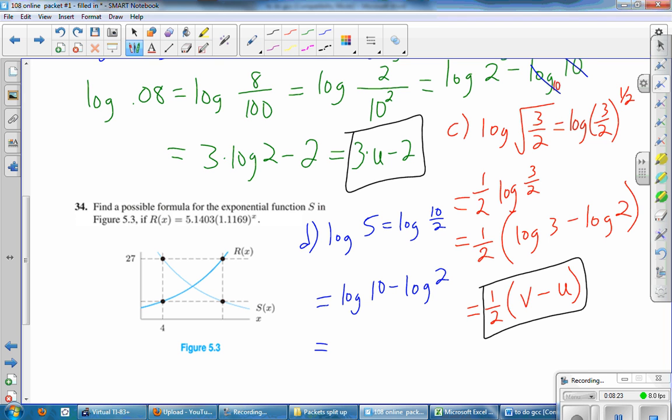Log of 10, that's one of our nice properties. Log of 10 is in our list of properties. You should know that that's 1. Minus log of 2. And then log of 2 is actually also known as v. So this problem is 1 minus v.